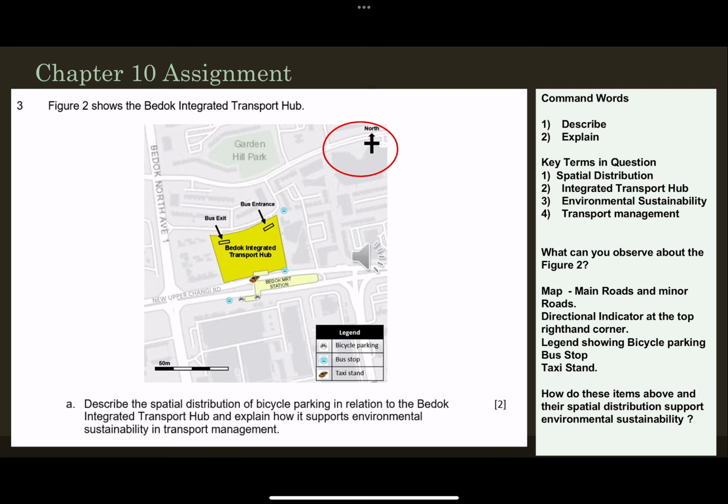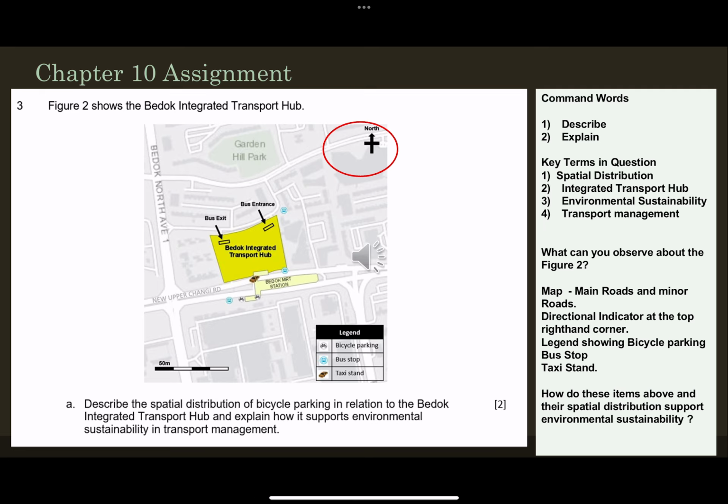What is an integrated transport hub? Do you know what it is? And what does it mean by environmental sustainability? Recall what we learned about the quality of transport system. One of the indicators is how environmentally sustainable the transport infrastructure is and how it encourages environmental sustainability. And lastly, what does it mean by transport management?